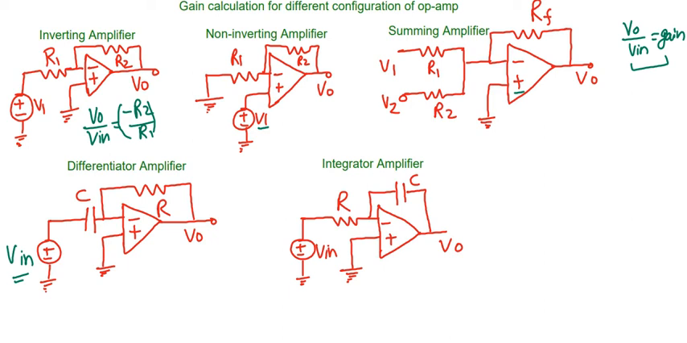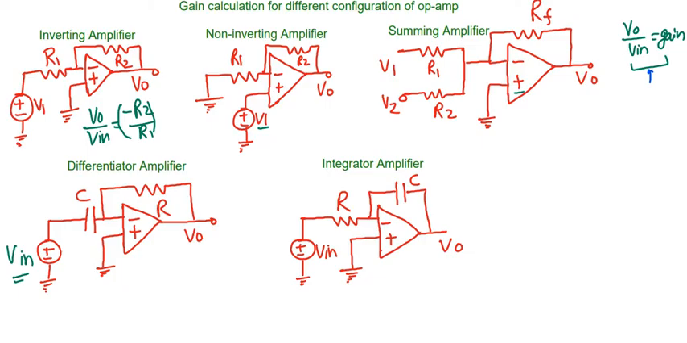Next revision topic is gain calculation of different op-amp configurations. Here we can see that we generally have 5 types of configuration: inverting, non-inverting, summing amplifier, differential amplifier, differentiator and integrator. Whenever we are talking about gain, it is always the ratio of output upon input.